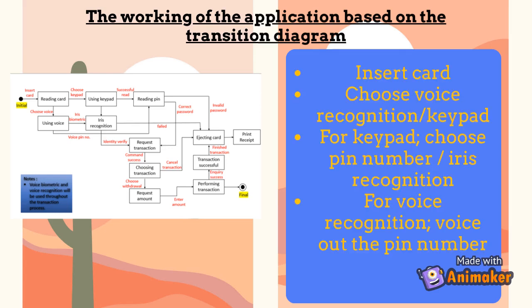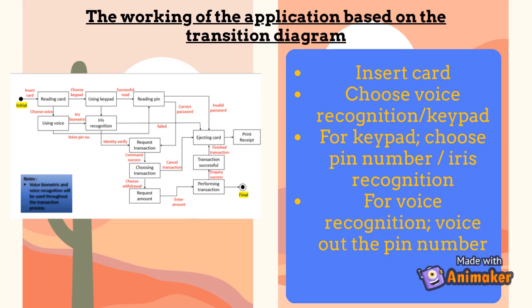This is the working of the application based on the state transition diagram. First, insert the card, then choose whether to use voice recognition or the keypad. For example, 1 for keypad and 2 for voice. If you choose to use the keypad, we need to choose another option, which is using a PIN number or iris recognition. For example, 1 for PIN and 2 for iris.